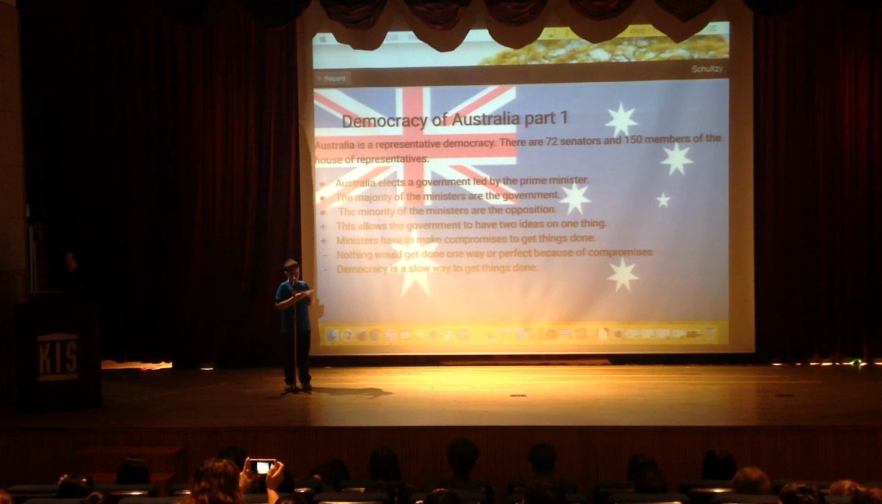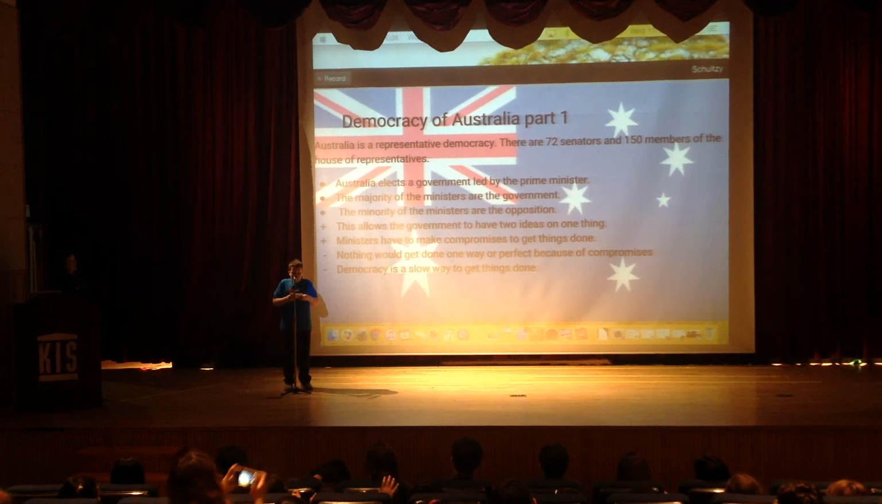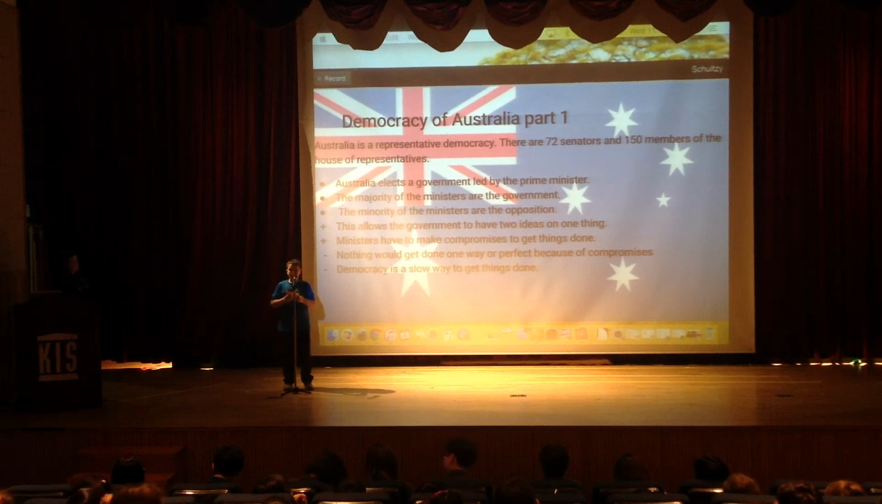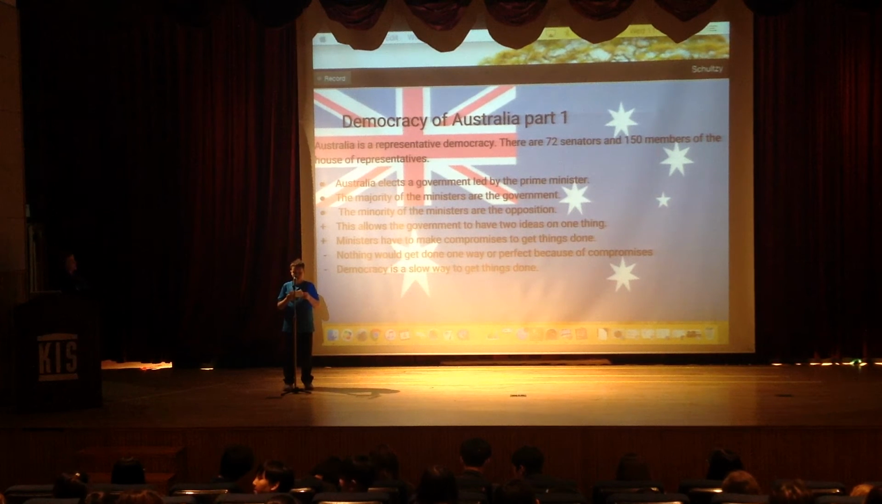These are some okay reasons for having a democracy. Australia elects a government led by the Prime Minister. The majority of the ministers are the government, and a minority of the ministers are the opposition.